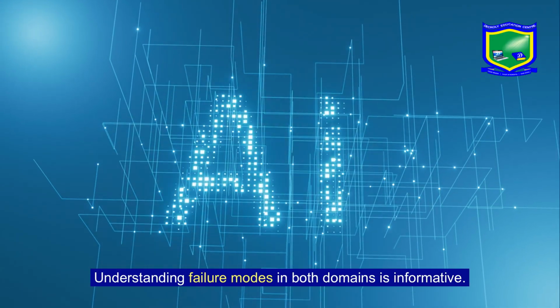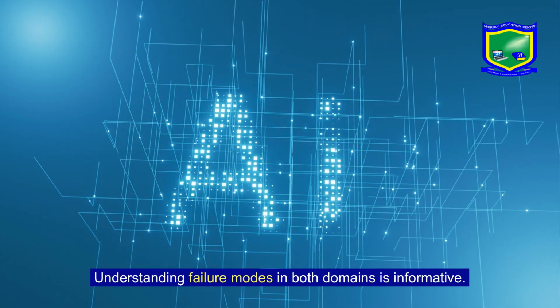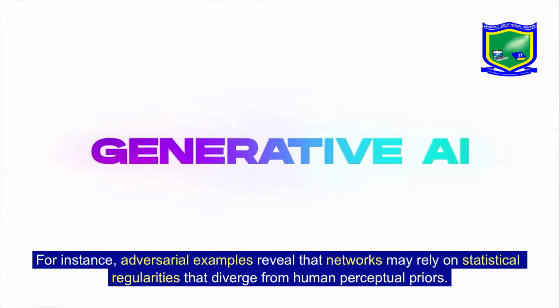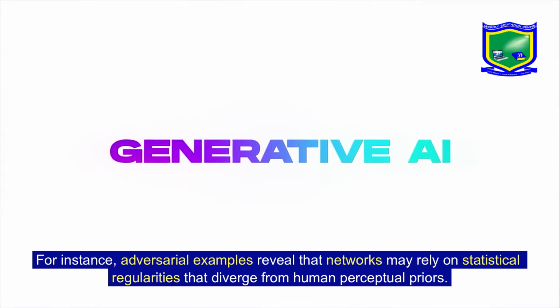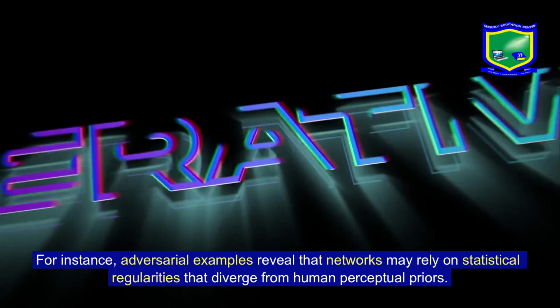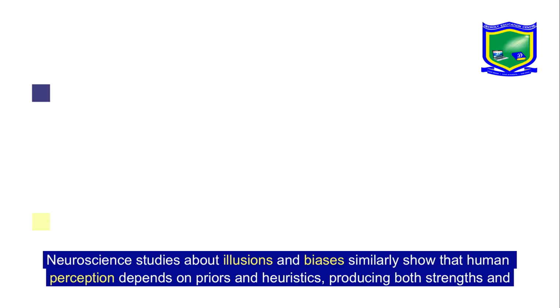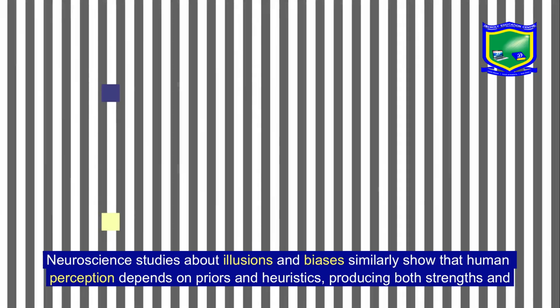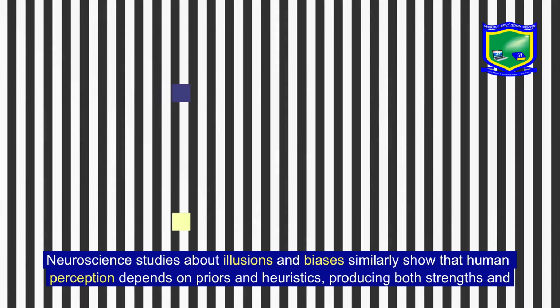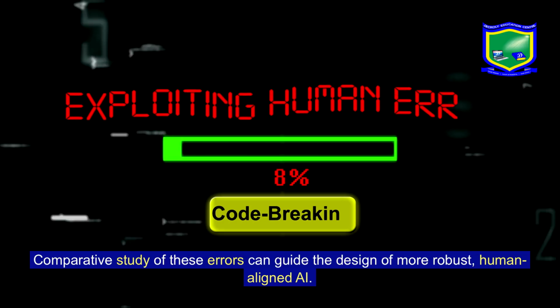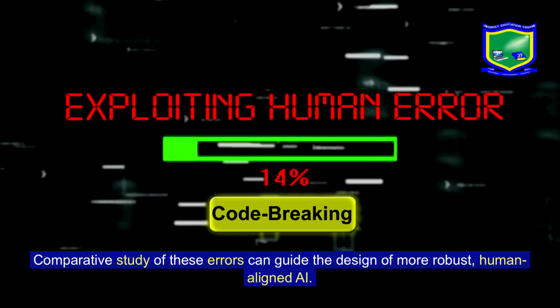Understanding failure modes in both domains is informative. For instance, adversarial examples reveal that networks may rely on statistical regularities that diverge from human perceptual priors. Neuroscience studies about illusions and biases similarly show that human perception depends on priors and heuristics, producing both strengths and systematic errors. Comparative study of these errors can guide the design of more robust, human-aligned AI.